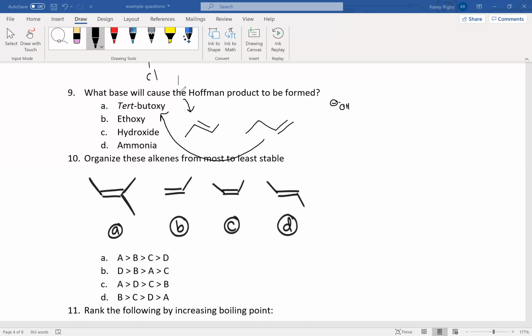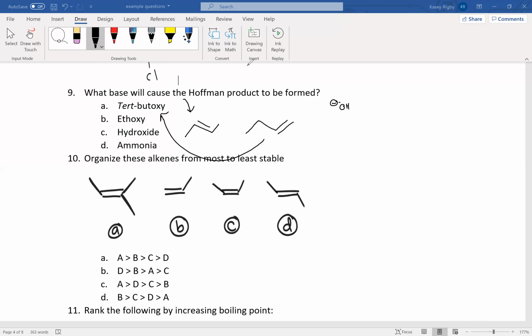Well, I mean, sometimes. Okay, so most of the time, yes, Zaitsev will be the major and Hofmann will be the minor. However, the Hofmann will be the major product if we use a big bulky base like tert-butoxide. Okay, does that make sense?